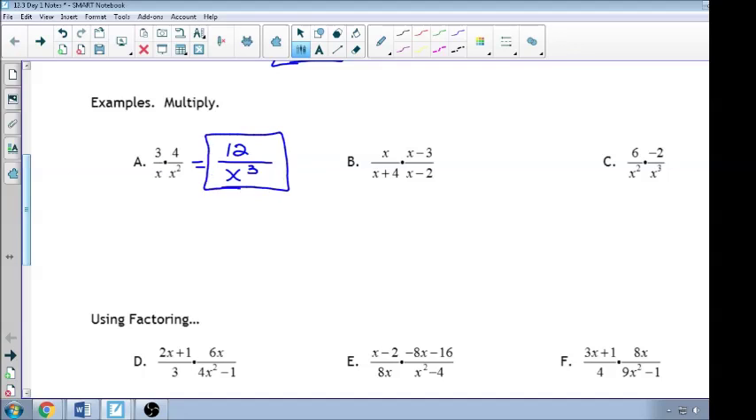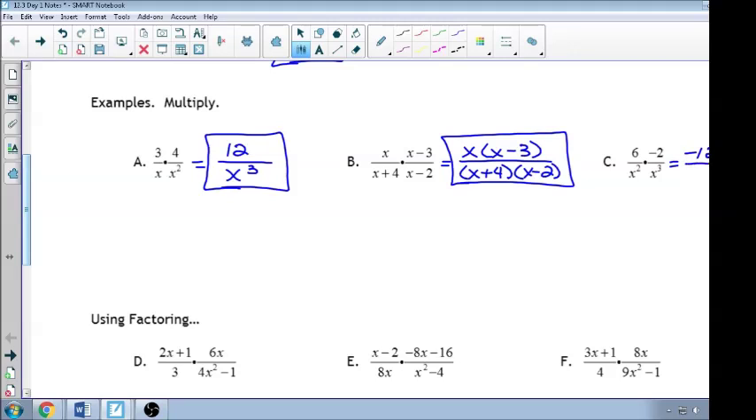Okay. On B, I do want to multiply here, but I'm not actually going to distribute. So this is going to turn into x times x minus 3 over x plus 4 times x minus 2. And I'm going to go ahead and leave it that way. There's nothing I can simplify, so I'm going to leave it the way it looks. On to C. Again, there's nothing I can do with C as far as simplifying. So 6 times negative 2 is negative 12. X squared times x to the third is x to the fifth. All right.